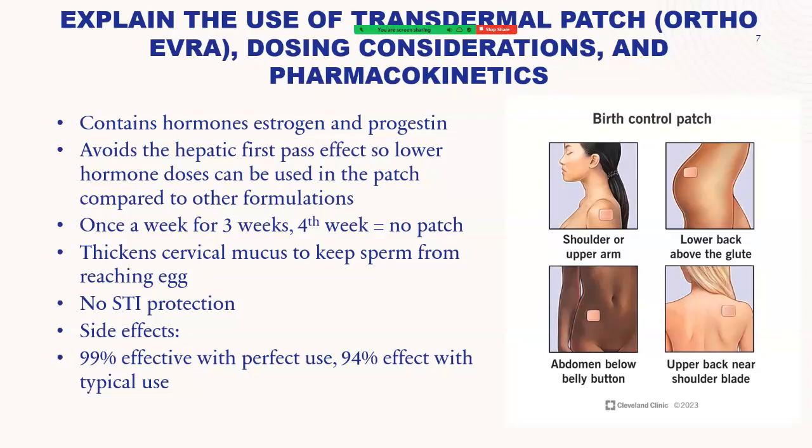But most of the side effects from the contraceptive patch are temporary and they tend to improve after a few months. Some of the most common ones are nausea, irregular bleeding, sore breasts, headache. That's really common in the first couple weeks after starting it, but tends to improve over time, and mood changes.